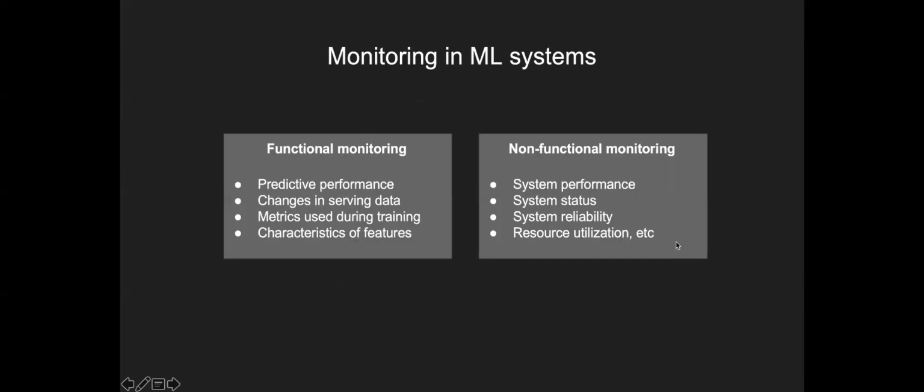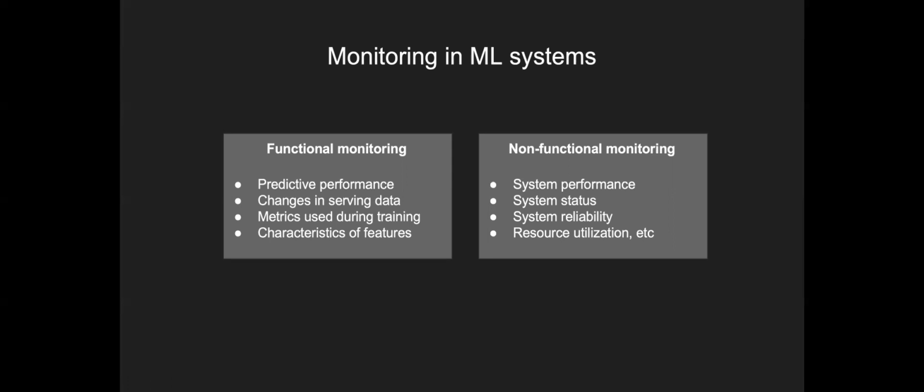So monitoring in machine learning systems can be divided into two parts. You have functional monitoring, where you look at the predictive performance. This could be done in an unsupervised way, where you compare your model's prediction distributions, and when you have the labels, you can look at the labels.